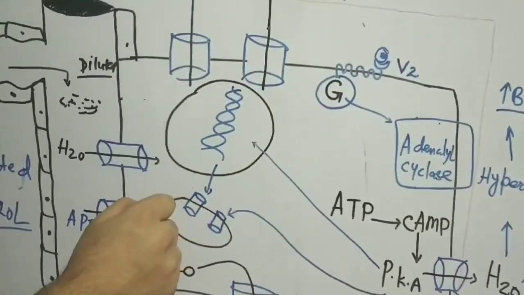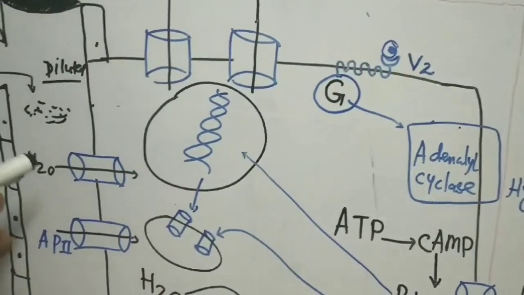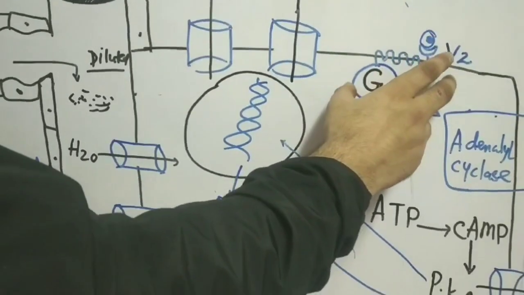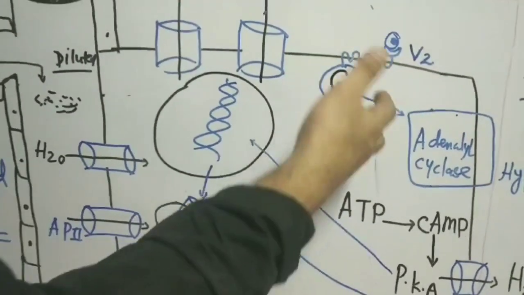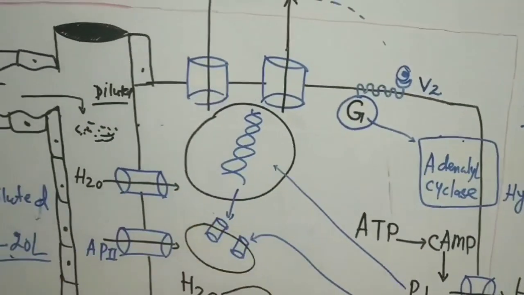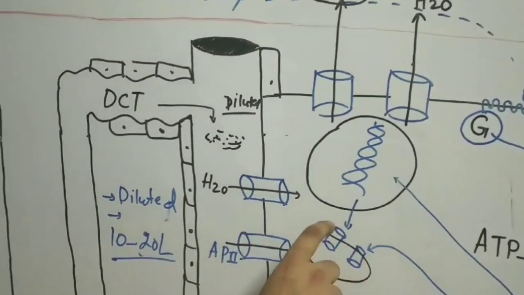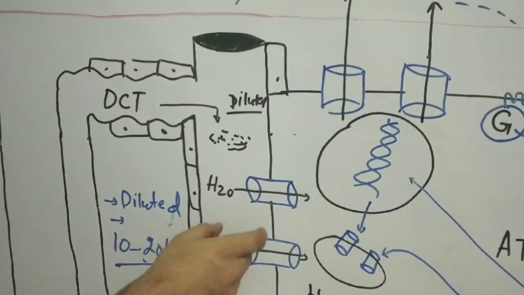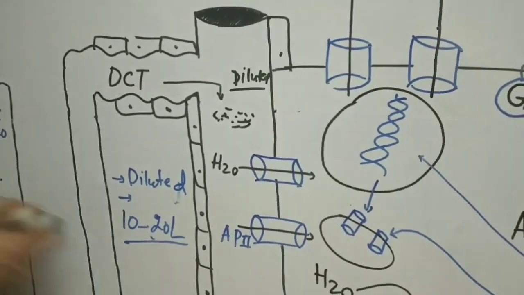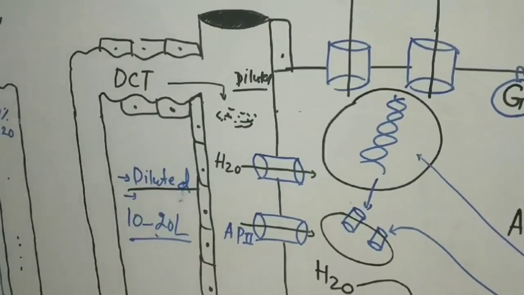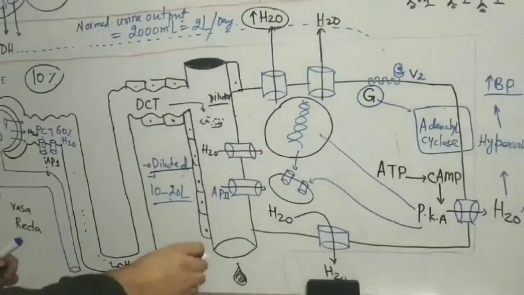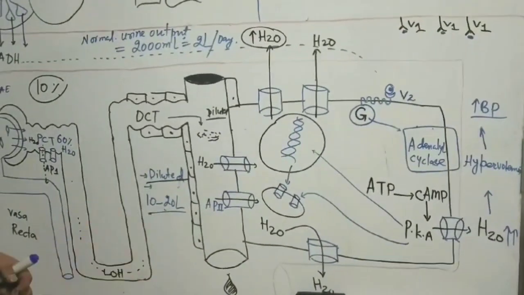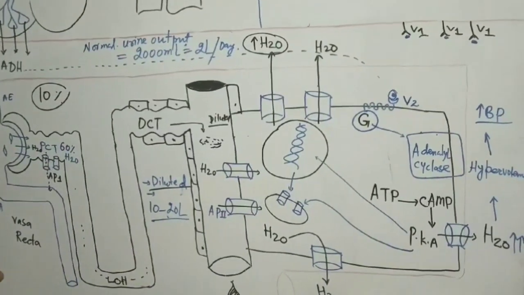Receptors are not functional, or we can say receptors are not available. When the receptors are not available, the ADH action will not be there. When there is no ADH action, again the water cannot be reabsorbed. When the water is not reabsorbed, the same condition will occur. There will be diluted urine and excess loss of urine. There will be diuresis.